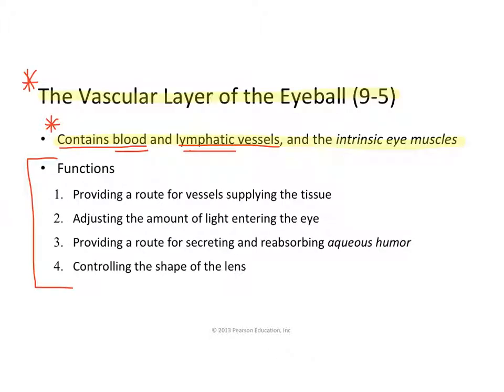Let's talk about the eyeball. The vascular layer of the eyeball contains blood and lymphatic vessels and the intrinsic eye muscles. The functions include providing a route for the vessels supplying the tissue, adjusting the amount of light entering the eye, providing a route for secreting and reabsorbing the aqueous humor, and then controlling the shape of the lens.